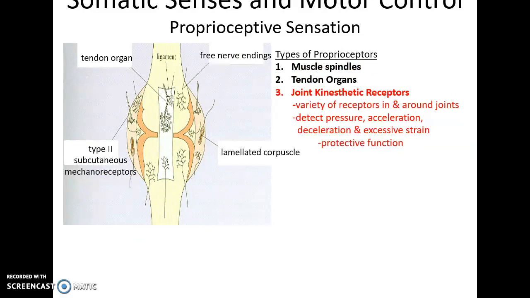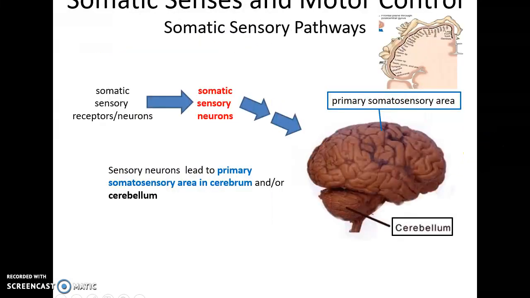This is basically a collection of various kinds of receptors around joints, trying to make sure the joints are used in a manner that prevents injury. So they can detect pressure, acceleration, deceleration, any excessive strain. A very protective function, and they can include all kinds of things such as tendon organs, free nerve endings, lamellated corpuscles, and type 2 subcutaneous mechanoreceptors.